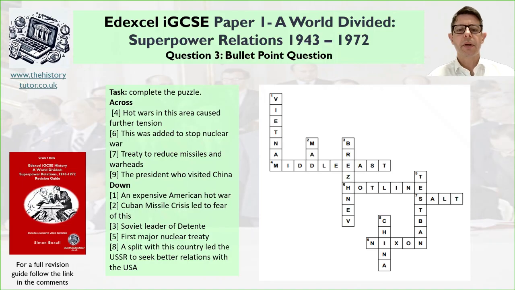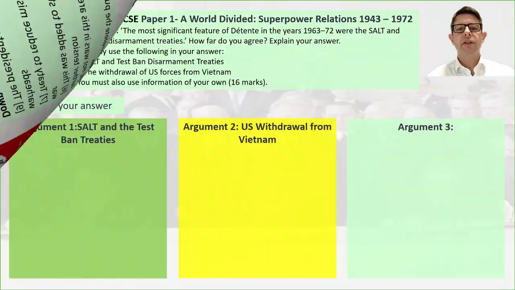Okay, so 8 down, the last one. A split with this country led the USSR to seek better relations with the USA. And as we talked earlier, that's China. Okay, so now let's go on to the question.